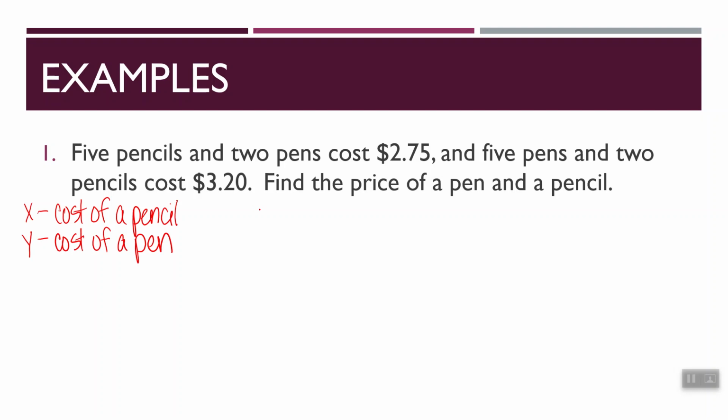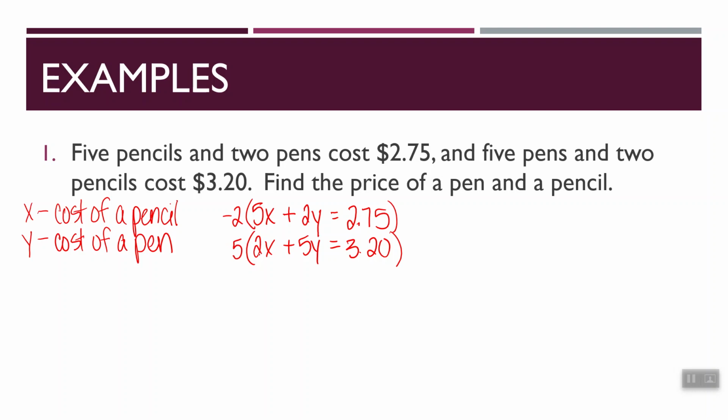In the first situation, 5 times X for 5 pencils plus 2 times Y for 2 pens is going to cost $2.75. The second equation, 5 pens and 2 pencils, so that's 2X plus 5Y, is going to cost $3.20. When we're working with this type of story problem, you'll have to multiply both equations by a number in order to get them to eliminate. I'm going to go ahead and do elimination here. I'm going to multiply the first equation by -2 and the second equation by +5.